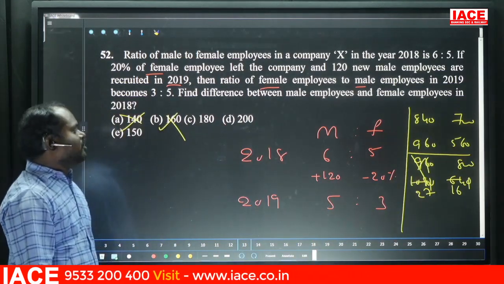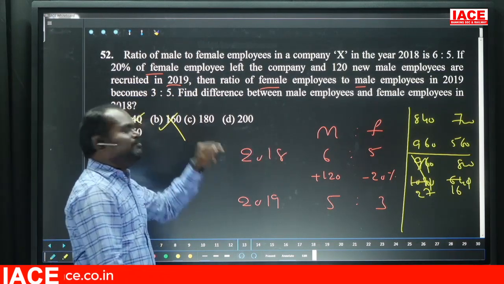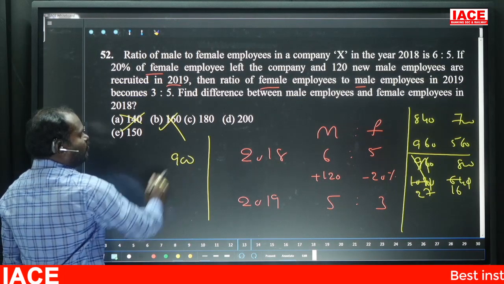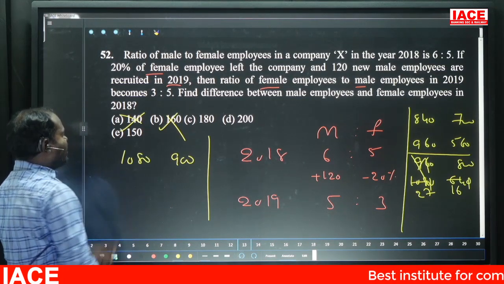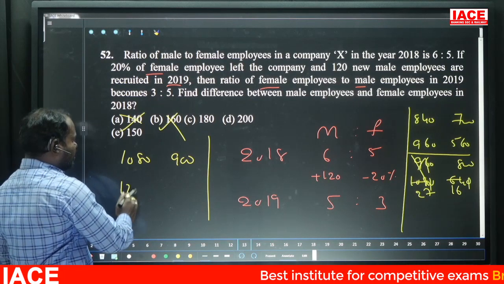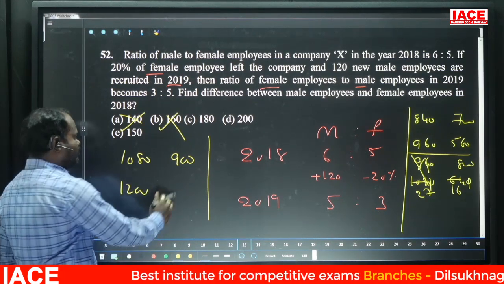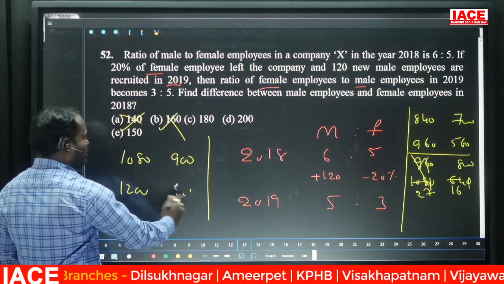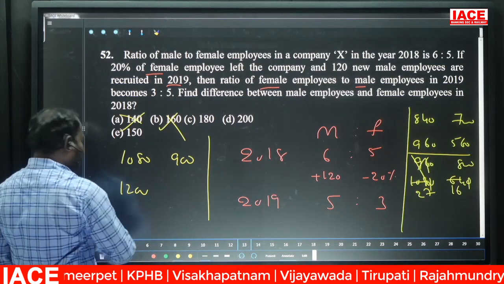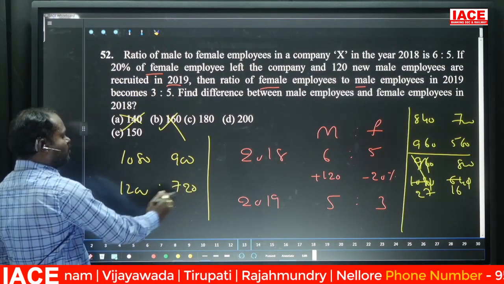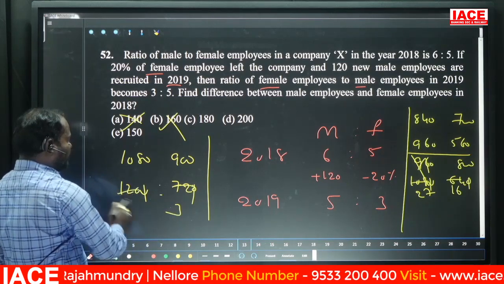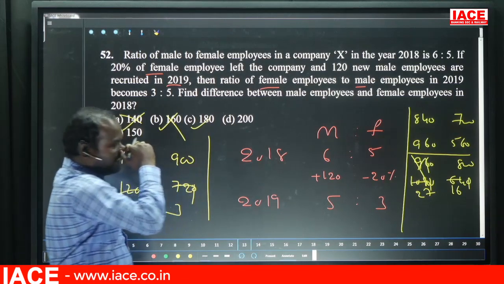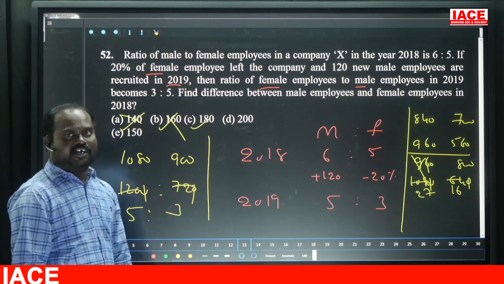Go for the third. As per the third option, one part is 180. Females are 5 times 180, which is 900, and males are 6 times 180, which is 1080. With 120 extra, it is 1200. A 20% deduction means 180 is deducted, so 900 minus 180 is 720. Can you get 5 to 3? Cancel the zeros: 24 threes and 24 fives, so we clearly get 5 to 3. That means option C satisfies the condition. Otherwise, we can follow the normal approach also.